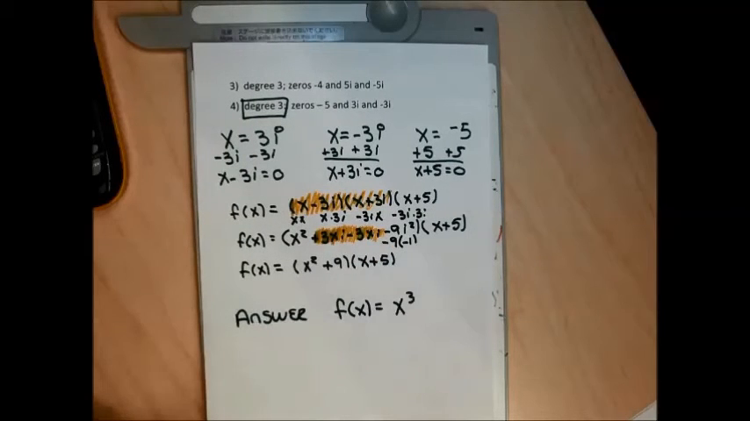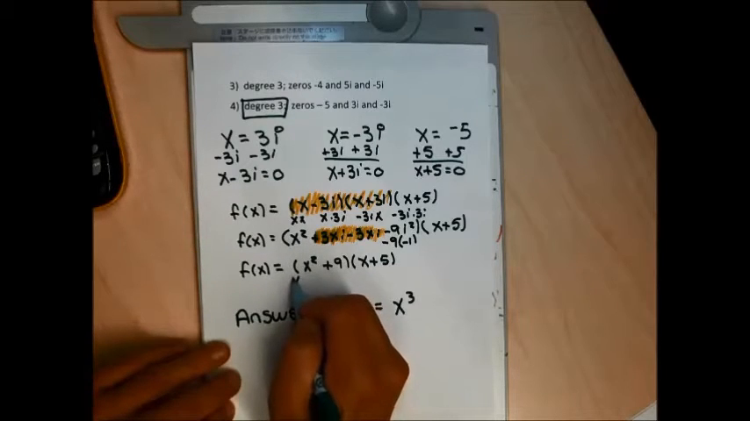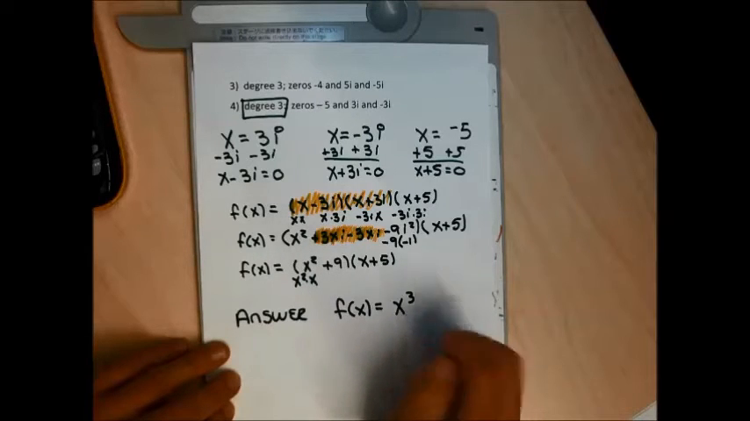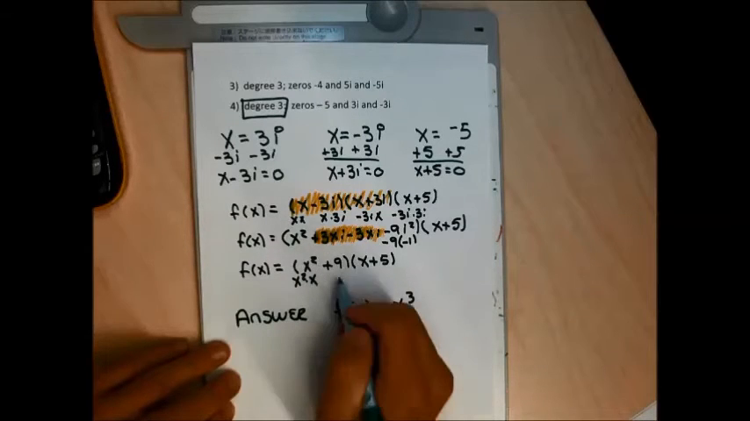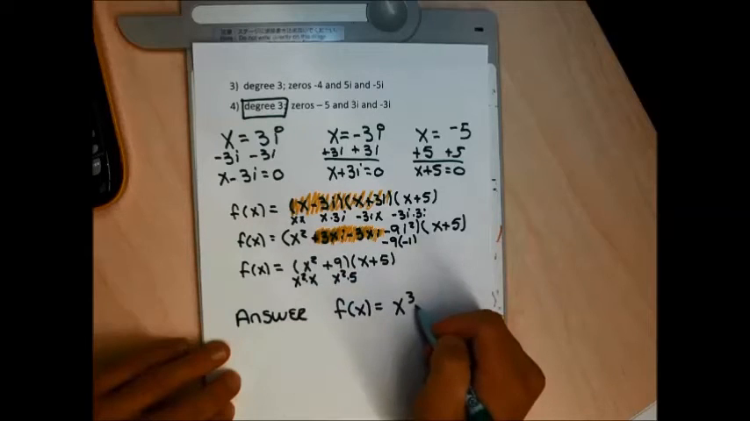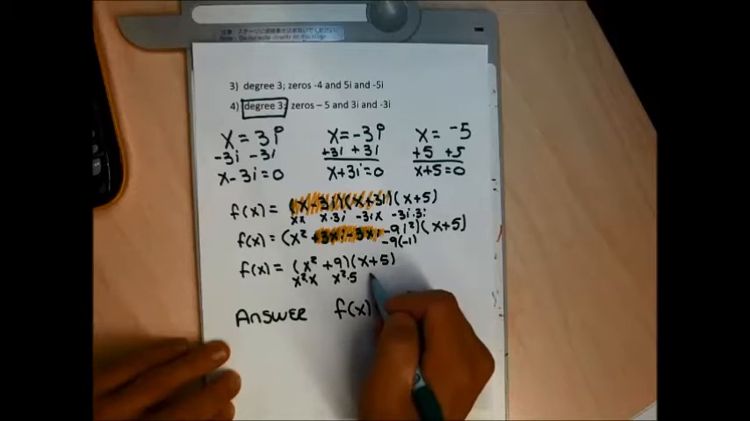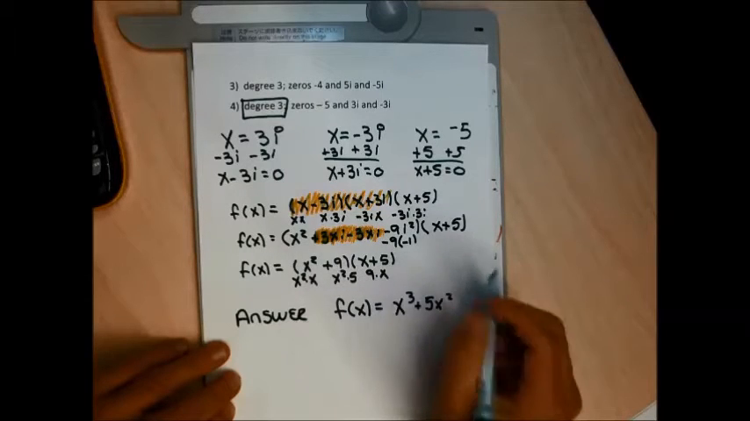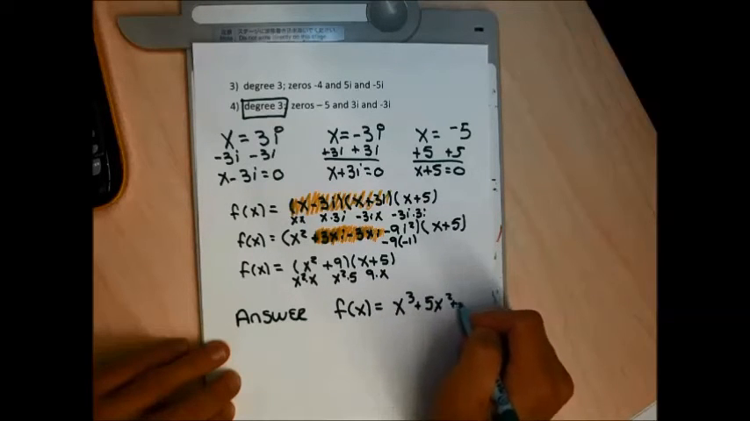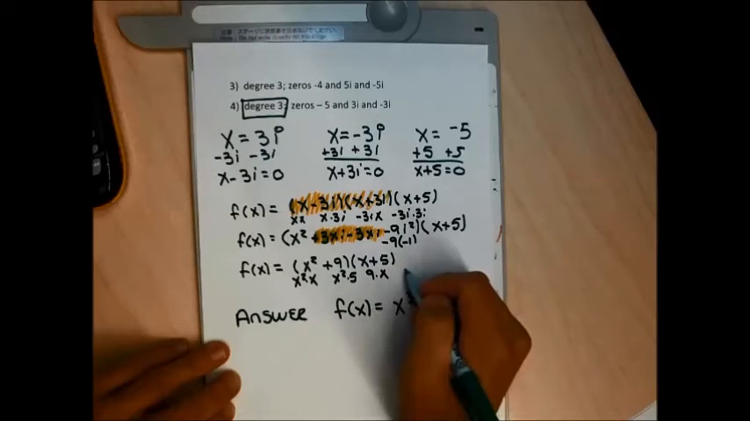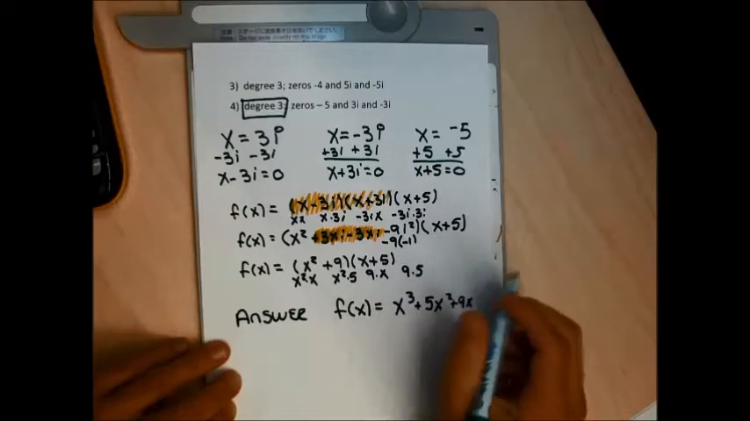And then I'll deal with the plus x plus 5. I need to FOIL again, and that's actually going to take me to my answer. So my firsts are going to be x squared times x, which is this x cubed. My outers are x squared times 5, which is plus 5x squared. My inners are 9 times x, which is plus 9x. And my last are plus 9 times 5, which is plus 45.